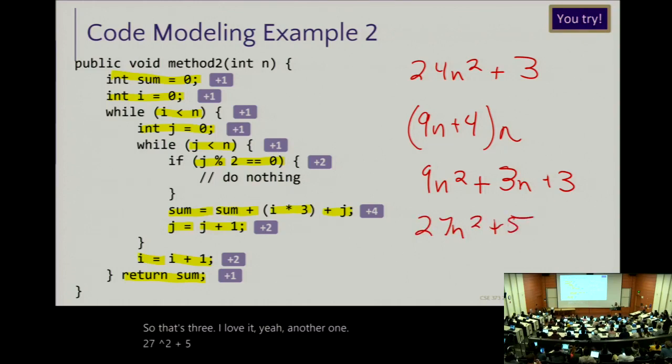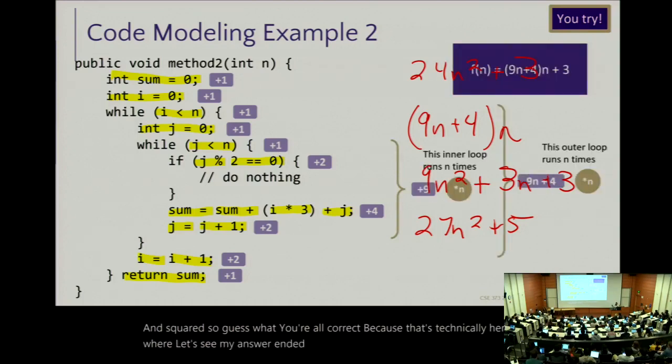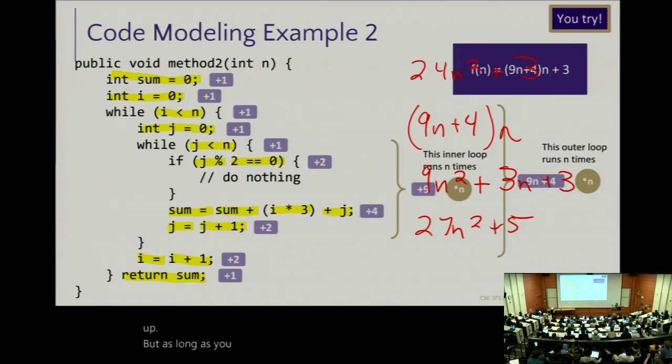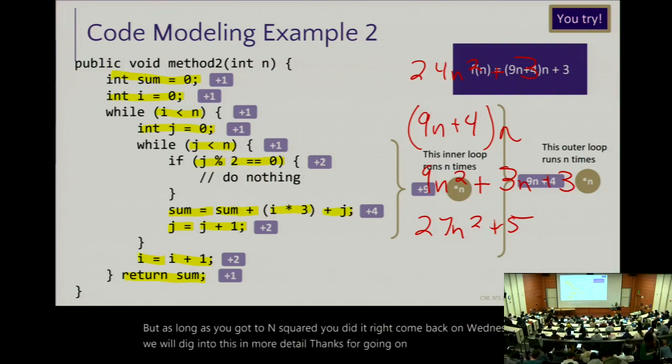Taking a look at all of these answers, what do they all have in common? N squared. So guess what? You're all correct, because that's technically, let's see, here's where my answer ended up. There we go. That's where mine ended up. But as long as you got to n squared, you did it right. Come back on Wednesday. We will dig into this in more detail. Thanks for going on the journey, everybody.